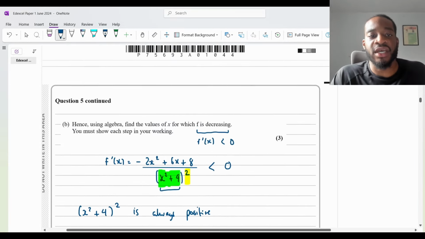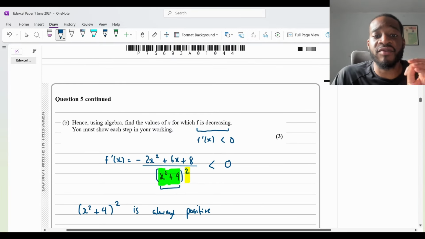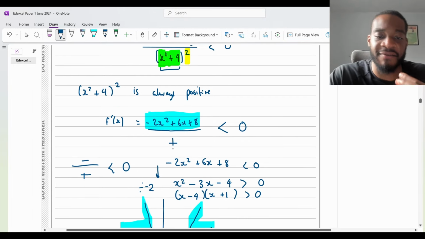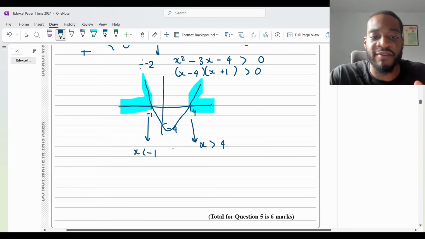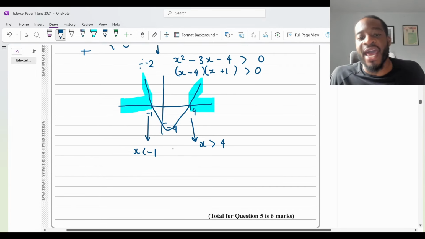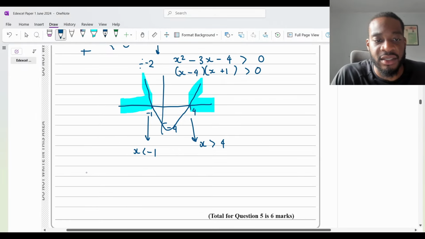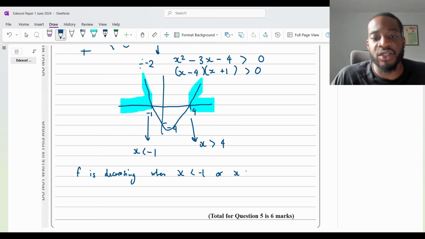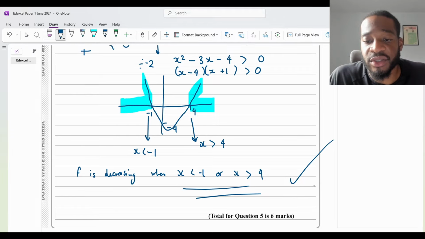So let's read the question again. It says, find the values of x for which f is decreasing. It's decreasing when the numerator is negative. The numerator is negative for values of x which are less than -1 or when x is greater than 4. So I'm just going to write f is decreasing when x is less than -1 or x is greater than 4. And that is it. Finished.